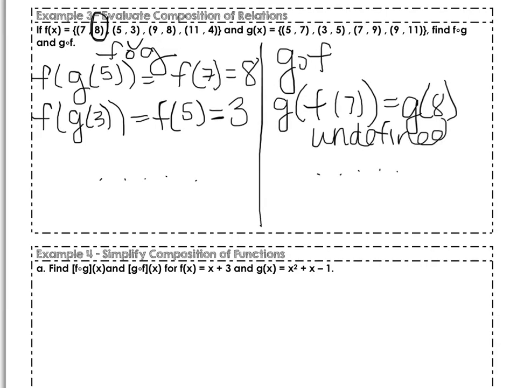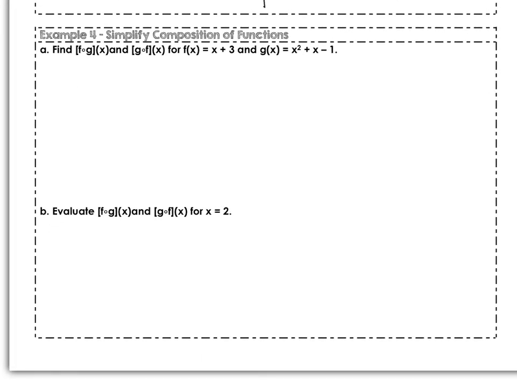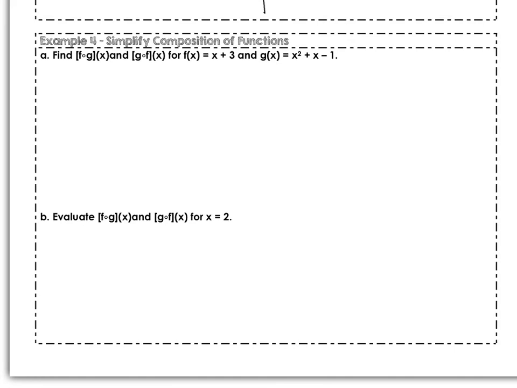Now let's move into example 4, where we're actually composing functions. It's really just going to be the art of plugging one function into the next. So f composed of g and then g composed of f. F composed of g, that just means take function g, all of it, and plug it in for x wherever you see it in f.